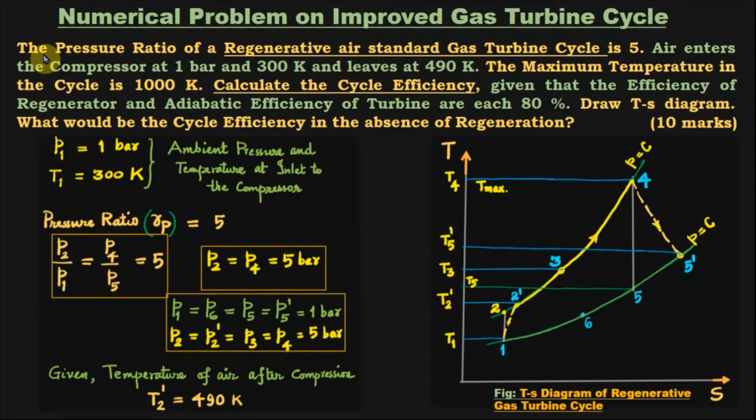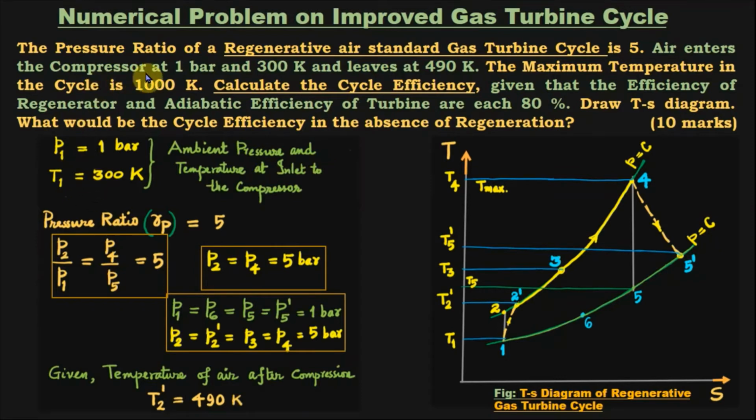The question is this: the pressure ratio of a regenerative air standard gas turbine cycle is 5. Air enters the compressor at 1 bar and 300 Kelvin and leaves at 490 Kelvin. The maximum temperature in the cycle is 1000 Kelvin. Calculate the cycle efficiency given that the efficiency of regenerator and adiabatic efficiency of the turbine are each 80%. Draw the TS diagram, and you are also asked to calculate what would be the cycle efficiency in the absence of regeneration.